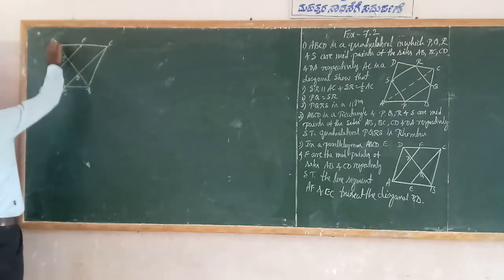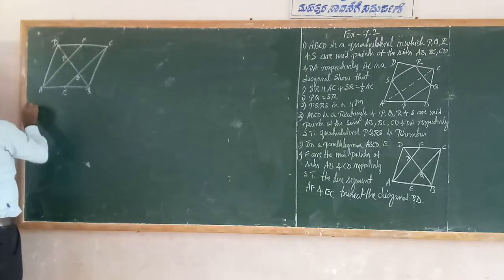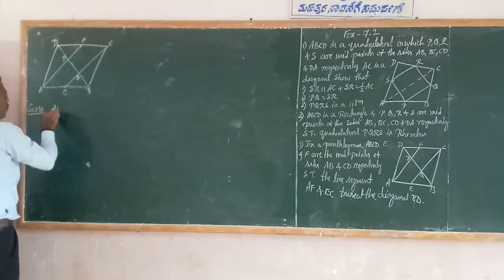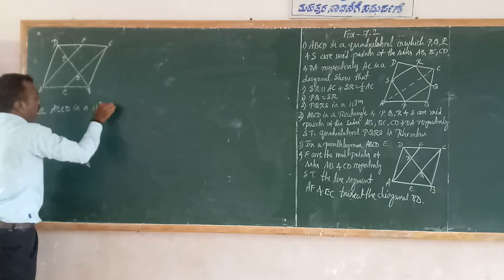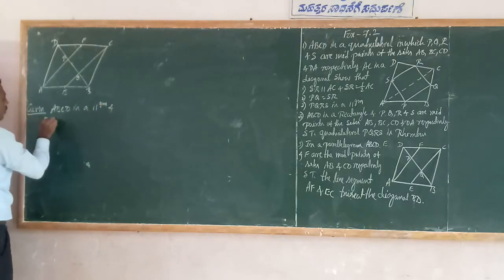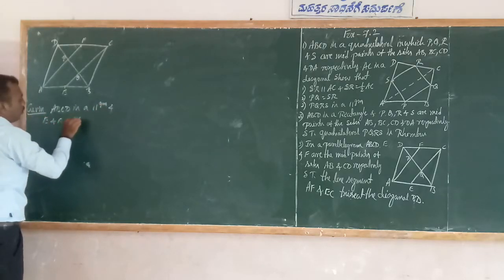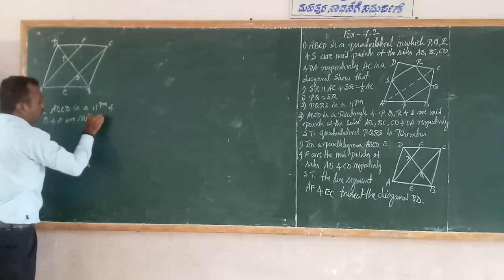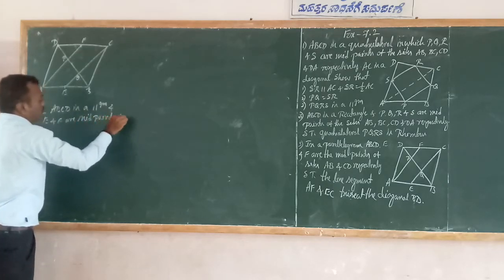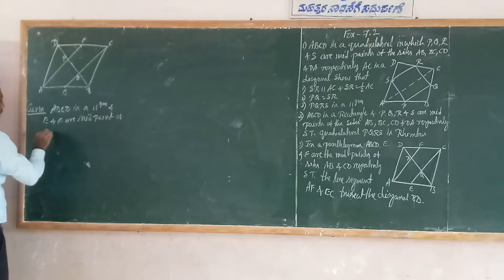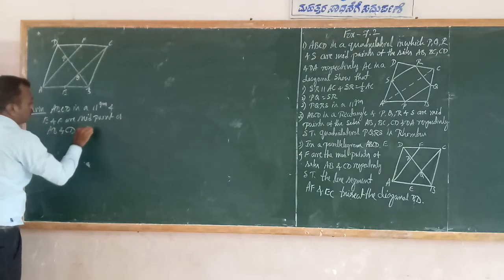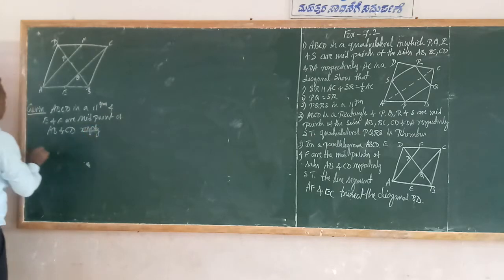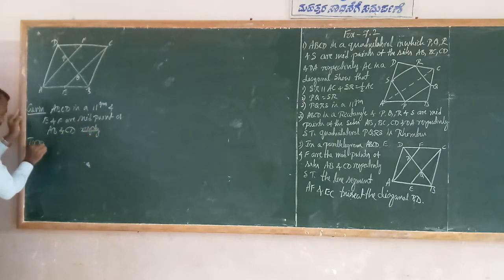Okay, so let us start. Given: ABCD is a parallelogram and E and F are the midpoints of AB and CD respectively. Next, what we have to prove? What do we have to prove?